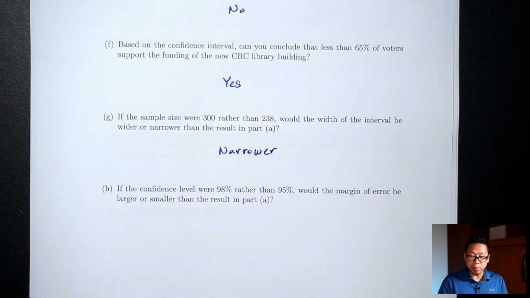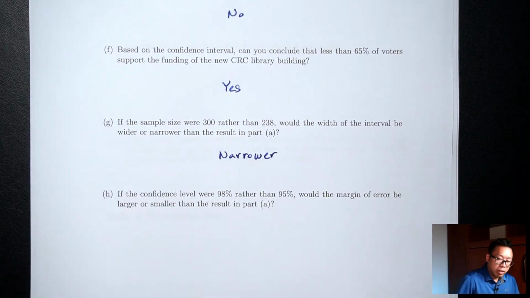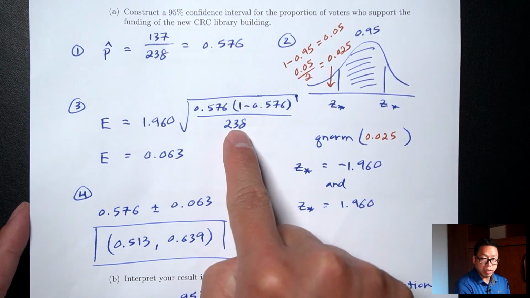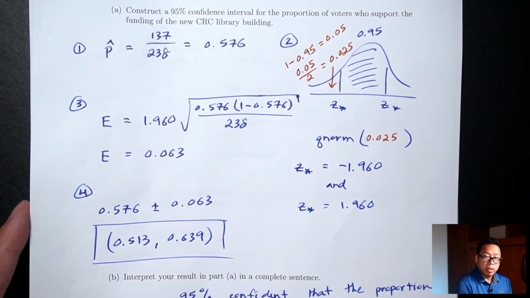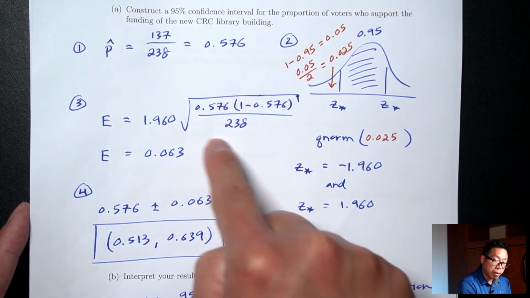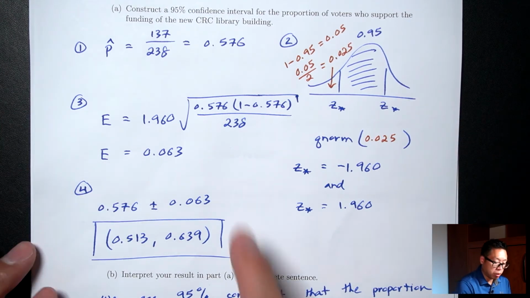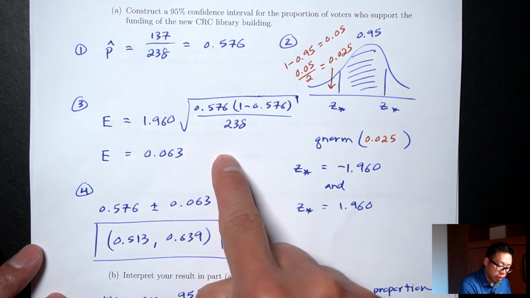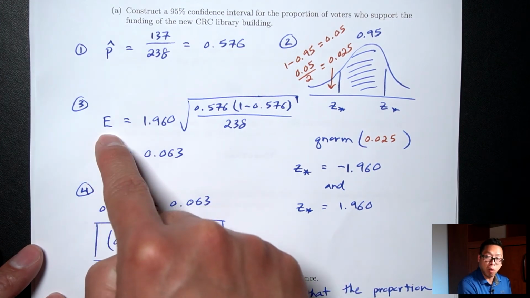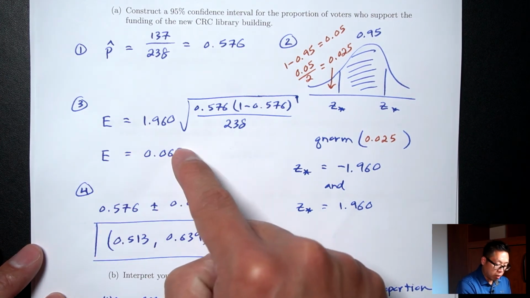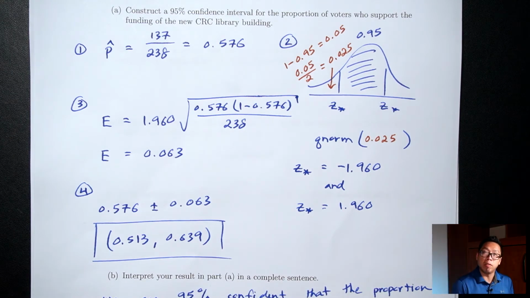But remember, the reasoning behind that was, originally we were using 238 as our sample size, which is right here. If we replace that with a 300, we would be dividing by a larger number. Dividing by a larger number results in a smaller number overall, which is why the margin of error will be smaller. And a smaller margin of error would result in a narrower interval.